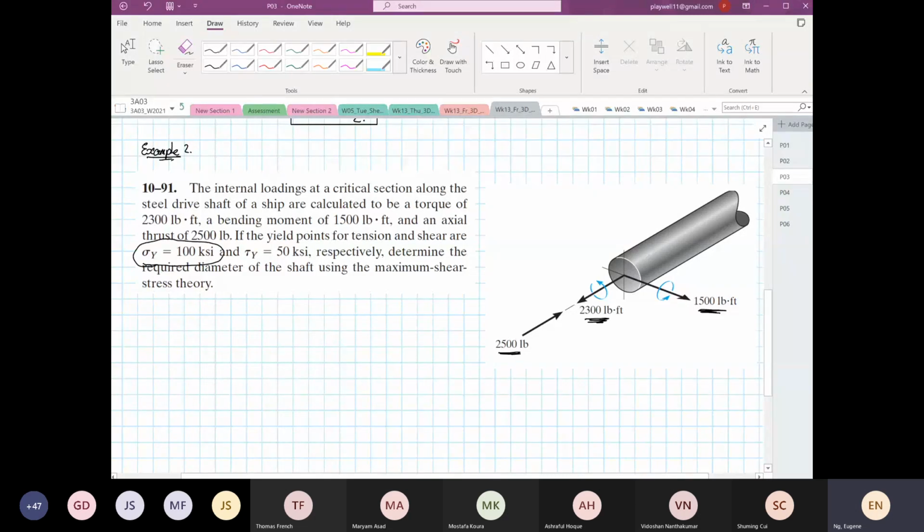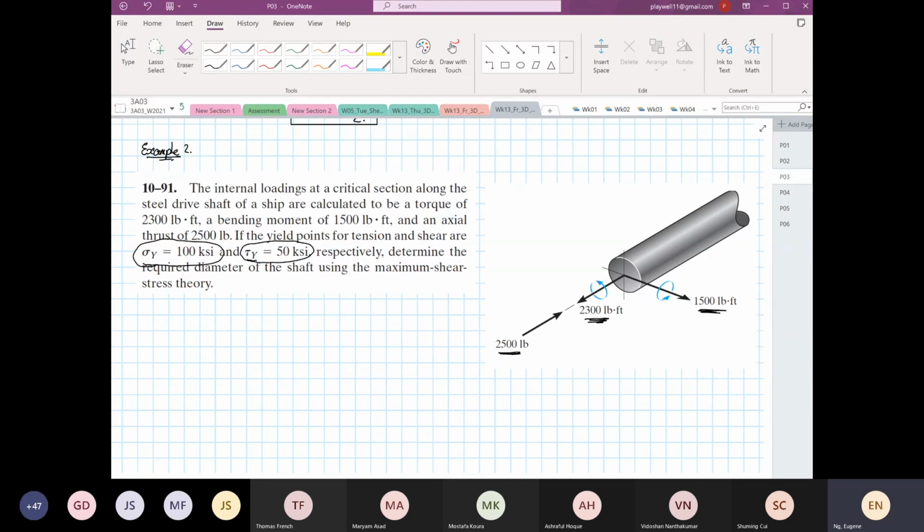Given that the yield is 100 KSI, and the shear is 50. It happens that this problem is very gentle. What do I mean by gentle? They give you that the normal stress at yield is 100, and the shearing stress at yield is 50. It is possible that these numbers are not half, but again, this is a question where they are very gentle with us.